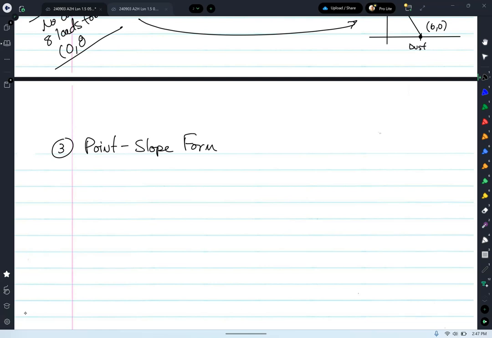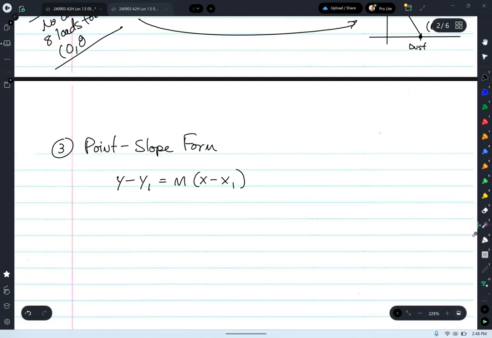Point slope form looks like this. It's got a pattern of y minus y sub 1 is equal to m times x minus x sub 1, like that. I don't think we did point slope in geometry. No, I don't think so.